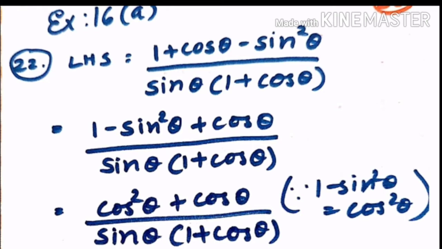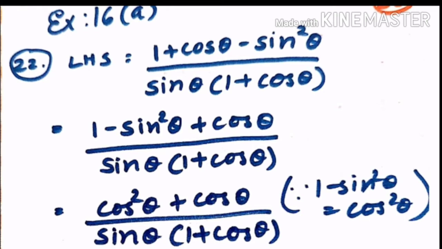So now after rearranging the terms as 1 minus sin square theta plus cos theta, the denominator as it is, sin theta into 1 plus cos theta. Now you have already learned one square relation, sin square theta plus cos square theta is equal to 1. So if I take sin square theta to the right hand side of this equation, that will be 1 minus sin square theta and the value will be cos square theta. So I place 1 minus sin square theta as cos square theta in the next step, plus cos theta, and the denominator as it is.